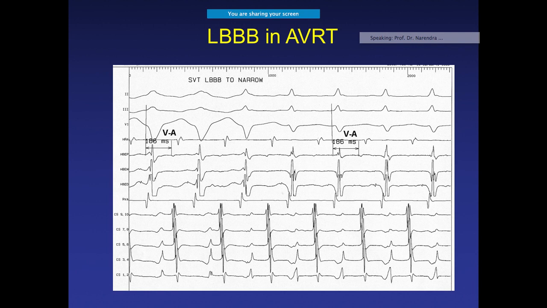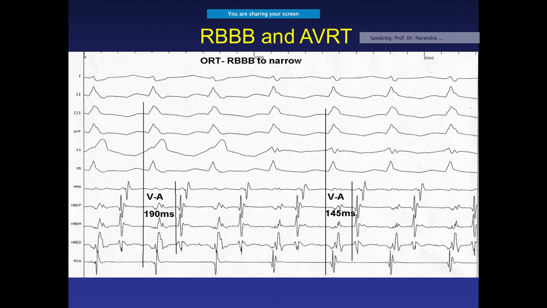And then, how will you say it is not a ventricular tachycardia, as I said? If you look carefully in this, V and A are not associated. So the ventricular conduction is completely independent of the atrial conduction. And that's why you call it ventricular tachycardia.